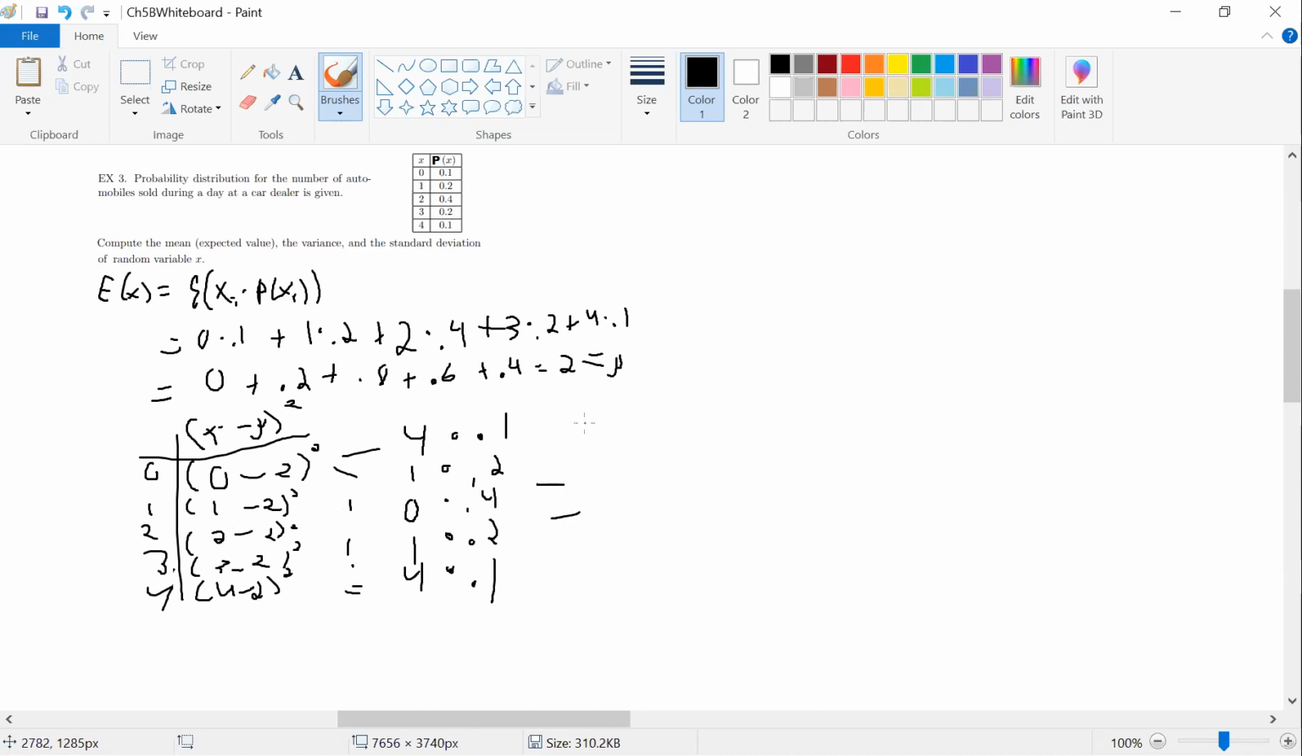So I'll do one big equal sign. 4 times 0.1 is 0.4. Same down here. 1 times 0.2, that's just 0.2. Same down here. 0 times 0.4 is 0. Now we add them all up. 0.4 plus 0.2 is 0.6, plus 0.4 is 1, plus 0.2, 1.2. And that is our variance, sigma squared. And so the square root of 1.2 is our standard deviation. Any questions?